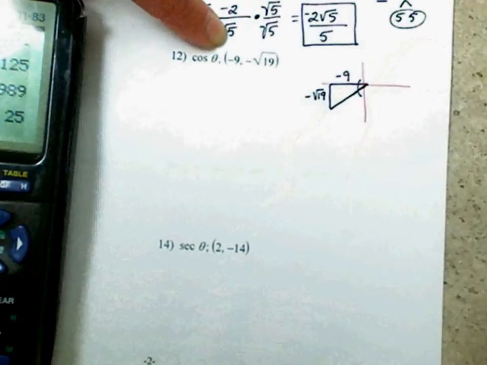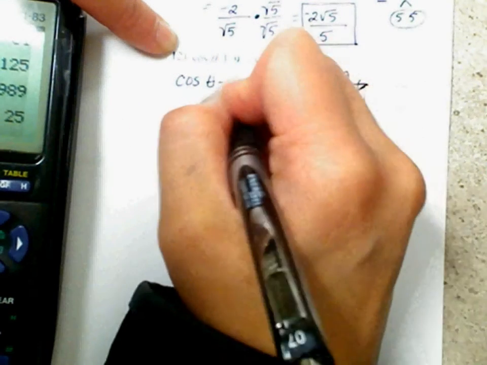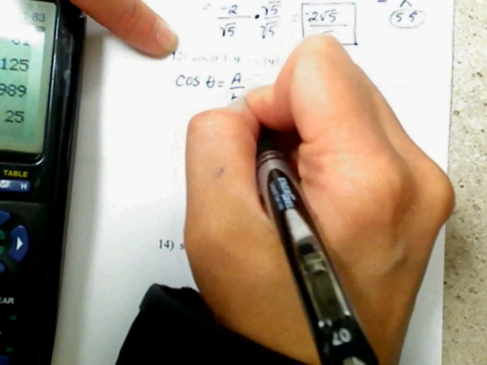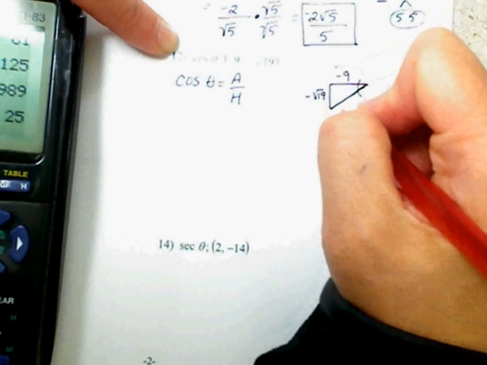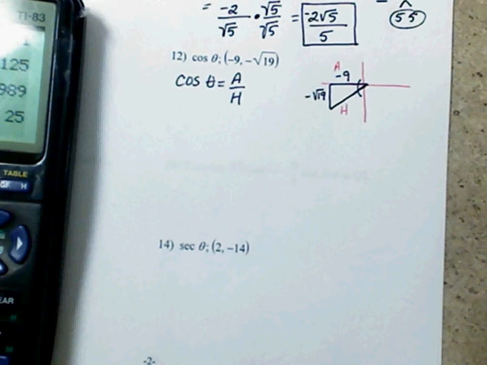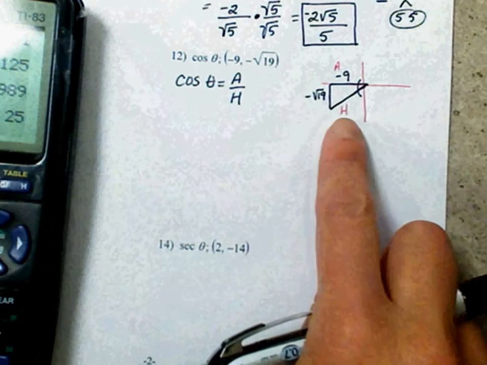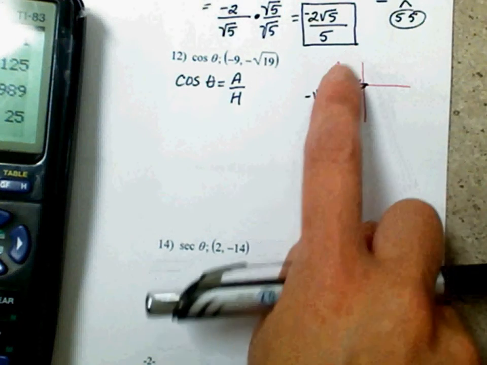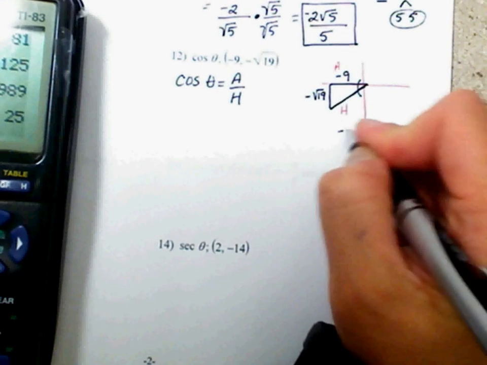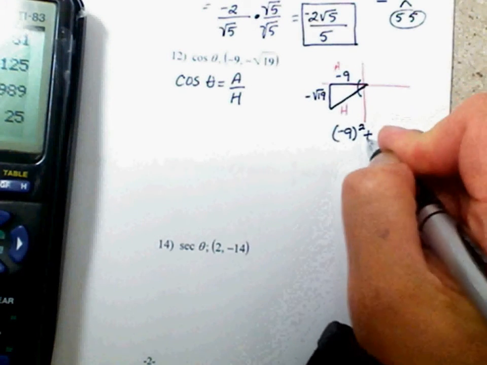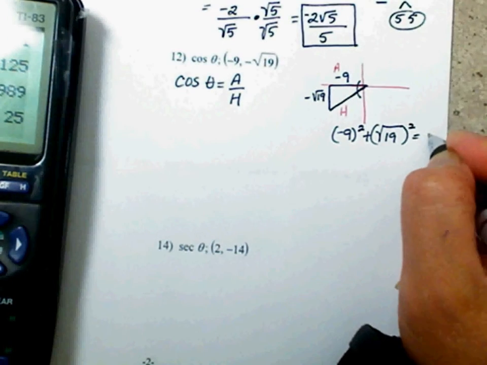Cosine. Cosine is your adjacent over your hypotenuse. Here's your adjacent. You do not have your hypotenuse. Go back to your Pythagorean theorem again. Hypotenuse is always your C. A squared plus B squared equals C squared. Okay? So you're going to take -9 squared plus square root of 19 squared is equal to your C squared. Or you can write H squared.